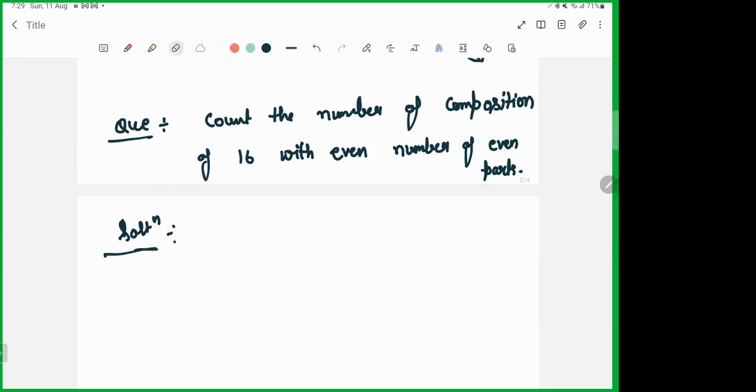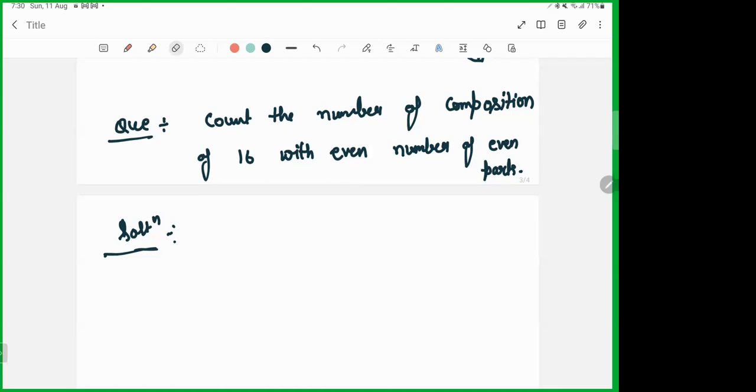I don't understand the even parts. What is even parts? Even number of even parts. So even parts are basically x2, x4, x6. These are even parts. Oh, okay. So how many even parts can it have?